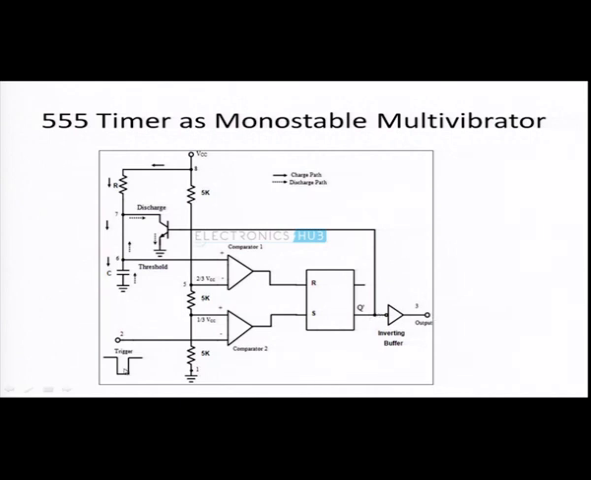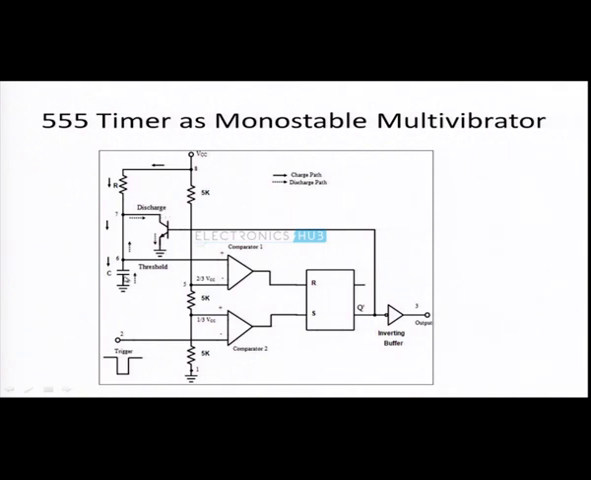Now, once the trigger is provided to the lower comparator, its output sets the flip flop. If it sets the flip flop, then Q bar will be low. If it is low, then the output will be high, and now the timing cycle begins. And if the Q bar is low, what happens to the discharge transistor? This transistor will be off, and so there is no path for the capacitor to make the voltage across the capacitor 0. There is no discharge path if the transistor is off.